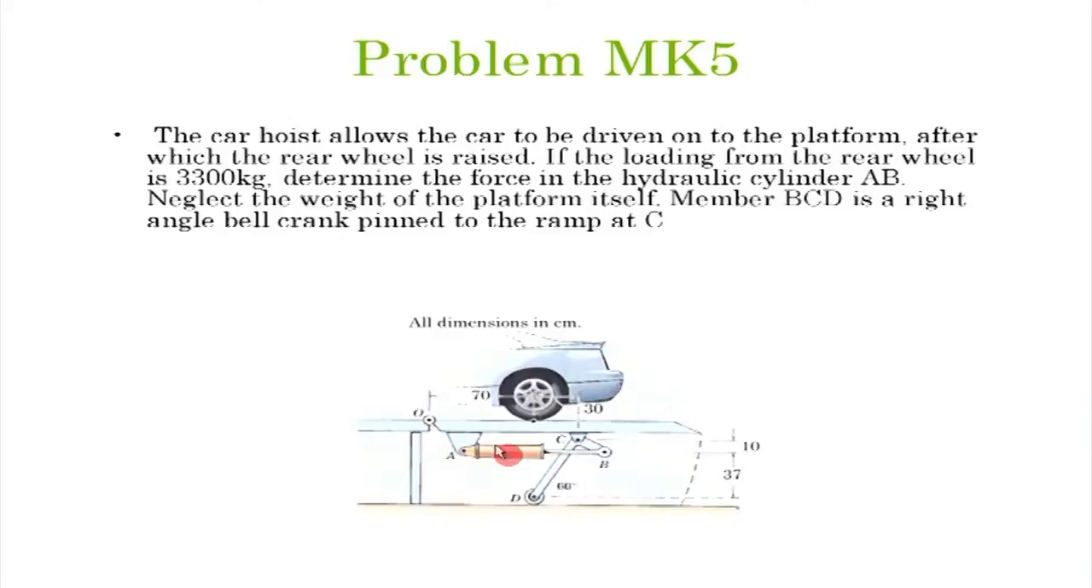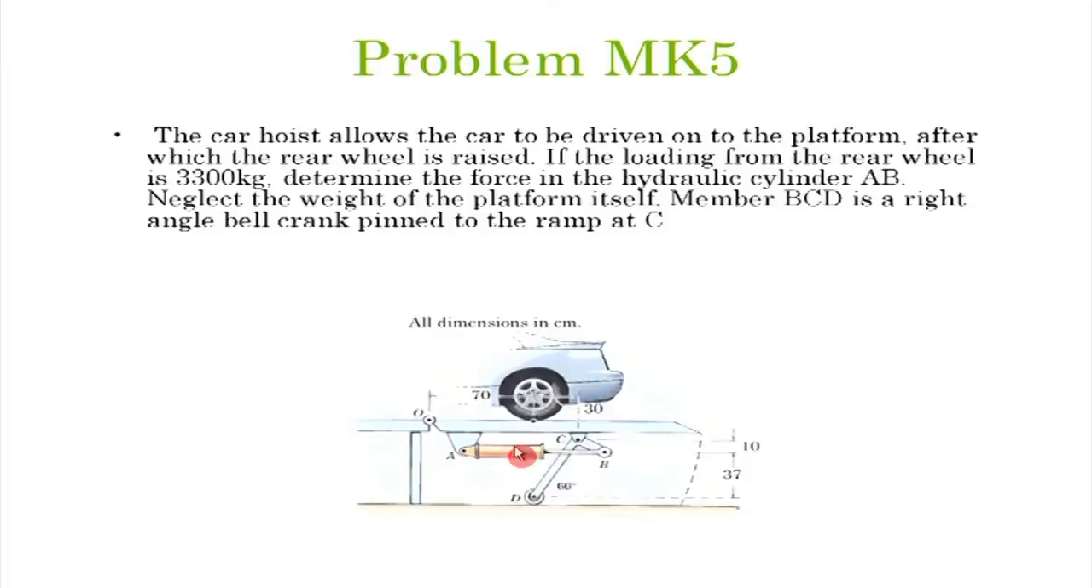You raise the car up and then use this hydraulic cylinder, okay. Now what does this hydraulic cylinder do? It increases or decreases the length of this boom, and by that changes the inclination of this angle and lets the car go up. Now what we are asked in this problem is, to keep the car in equilibrium in this position, okay, all the dimensions are given to you, we are asked to find out what will be the corresponding force in this hydraulic cylinder to keep this entire assembly in equilibrium, okay. The weight is given, the 3300 kg, which passes through this point.